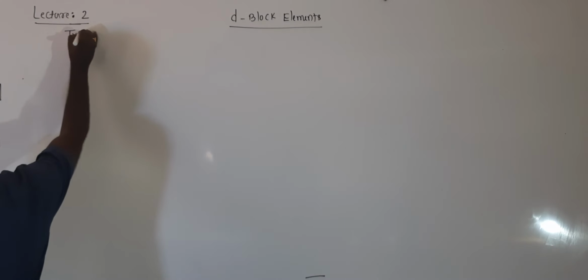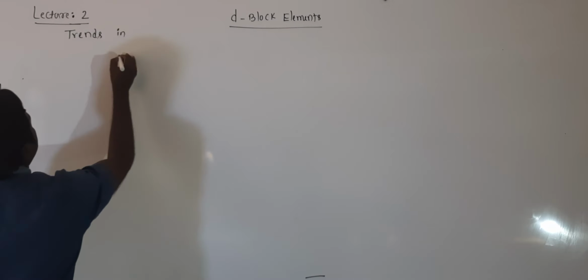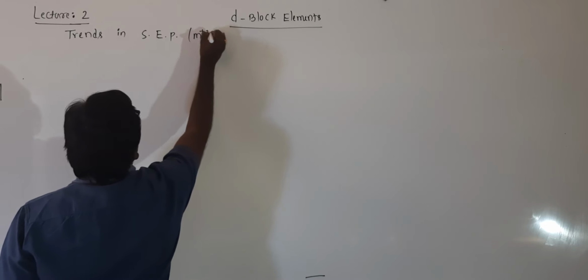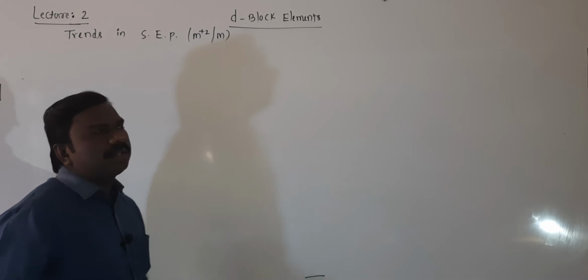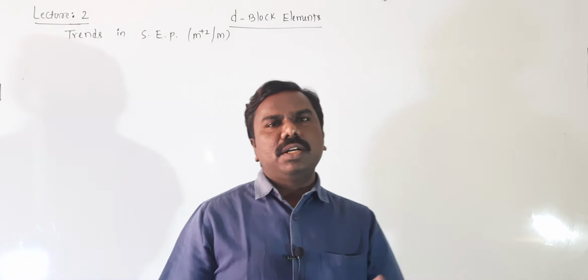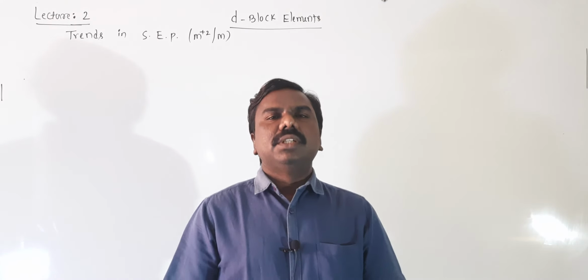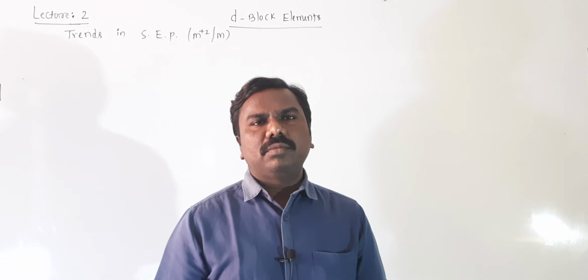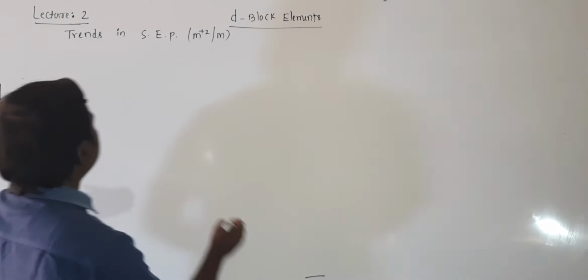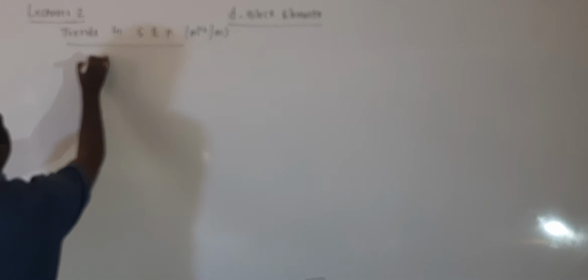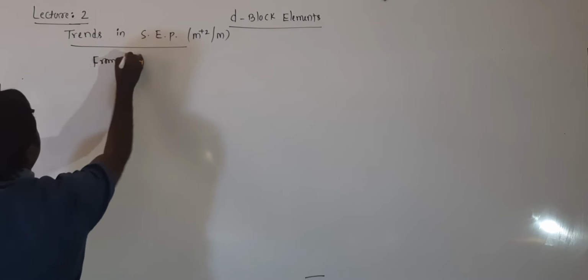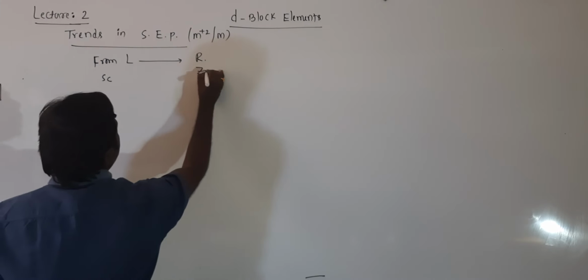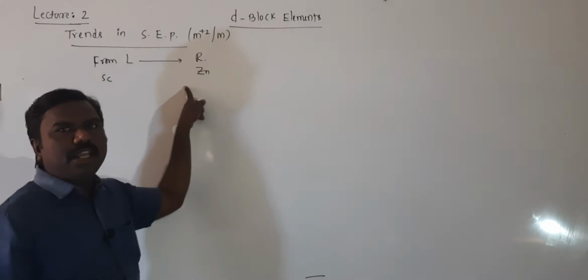So, trends in standard electrode potentials, that is, from M2+ to M. M2+ means the metal ion is converted into metal, which is called reduction. So, these are standard reduction potential values. Before going to that, we should know a few fundamental terms. From left to right, it means from scandium to zinc. This is the 3d series, from scandium to zinc.